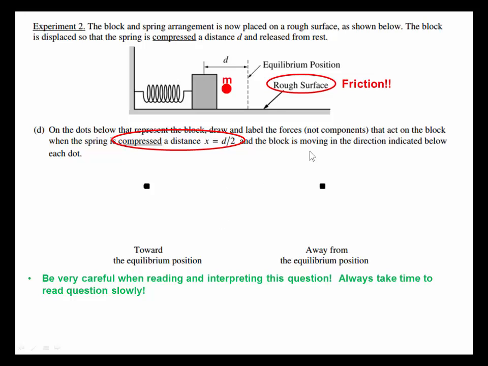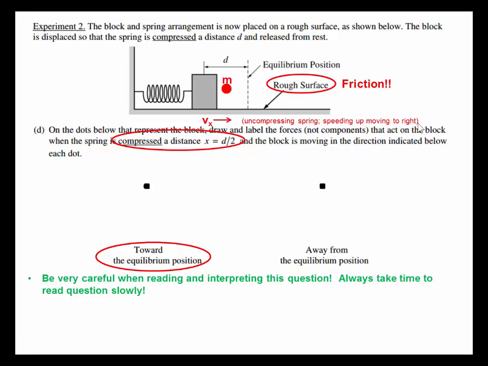And then they ask you to label the forces. Don't use components. Make sure you're following their instructions, that act on the block when it's moving in the direction indicated below each dot. Well, in the first case, they're at this dot, and they want you to be moving towards the equilibrium position. So we're moving to the right. So we've got a velocity to the right. If you think about it, the spring is starting to uncompress, and the object is speeding up as it moves towards the equilibrium position. So what forces do we have in this situation?